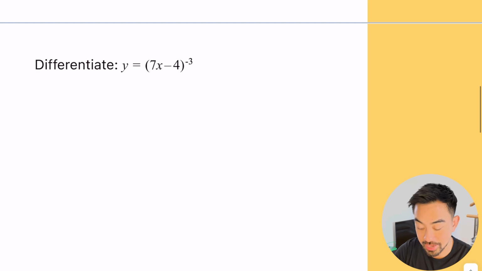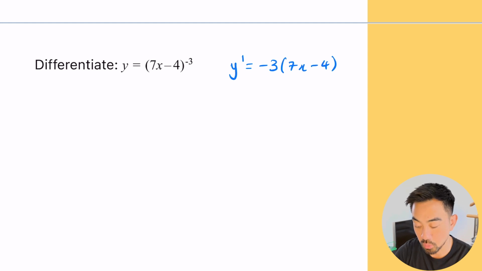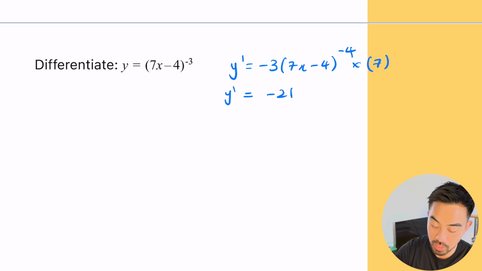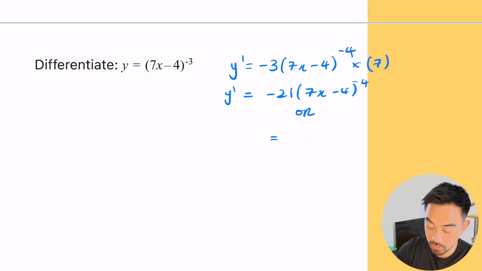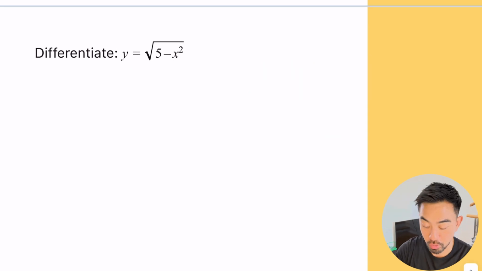Okay, so what happens when you have a negative power? Well, same process. You still bring the minus 3 down. But this time when you subtract 1, it's just going to go more negative. So it's the power of minus 4. And then I multiply it by the derivative of the inside, which is going to be just 7. So y dash will be minus 21 (7x minus 4) all to the power of negative 4. Now you could write it like this with a negative power on the bottom. That's also totally okay.